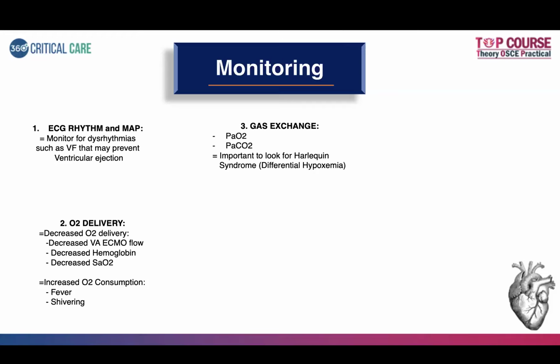Then we need to look into gas exchange, that's the PO2 and PCO2, and it is important to look for Harlequin syndrome. Usually they say you have to keep a pulse oximeter on the upper limbs to monitor the saturation. Any variation or perfusion issues may help to identify any issues related to oxygenation in the upper limbs.